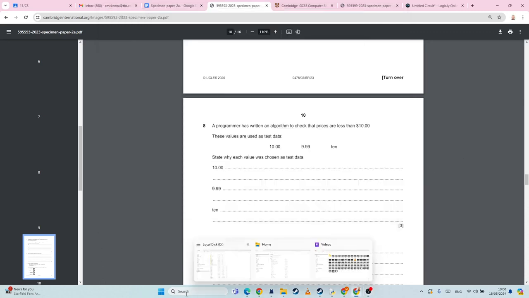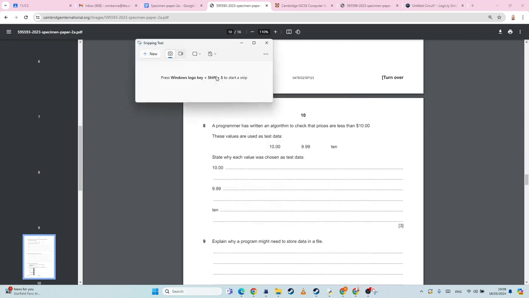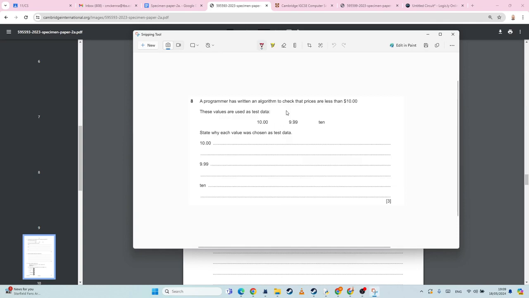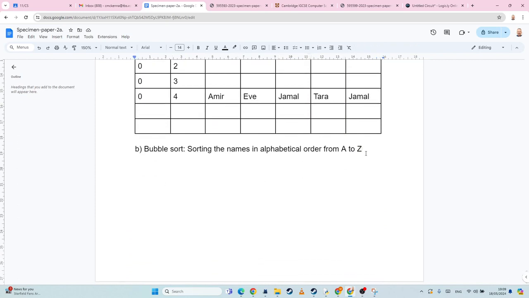Okay, so we're on to question 8. And this one is a question about testing. So as soon as you see a question that mentions testing, you should be thinking of 4 specific words.